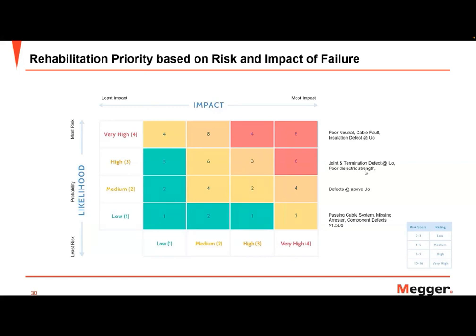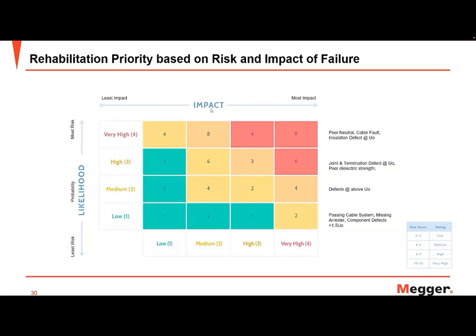And as we look at the next row, we might see joint and termination defects at operating voltage. Now, with these types of defects, the components versus the cable insulation, the components are usually much more resilient. So they still have a high risk of failure, but not as high as if the issue was in the insulation itself. These are high risk of failure, so they should probably be looked at within the next month or so, to 3 months. Then medium risk, defects above operating voltage, or low risk, those are passing cable systems where possibly the arrester wasn't in place. So we're not clipping any of those transients that are out there, such as lightning transients or switching events and the like. So that's looking at that risk of failure, the likelihood of failure.